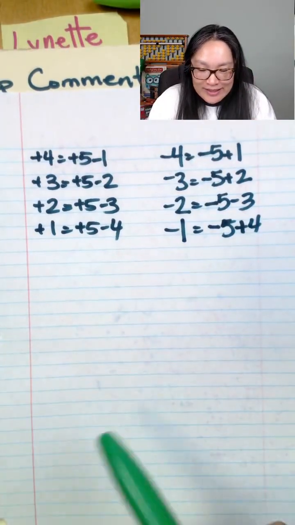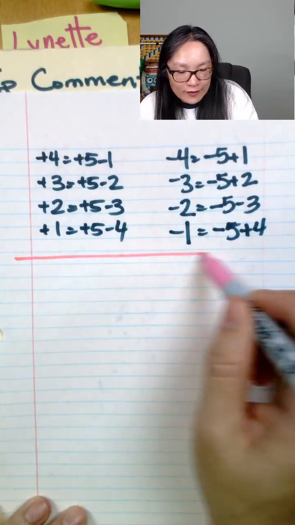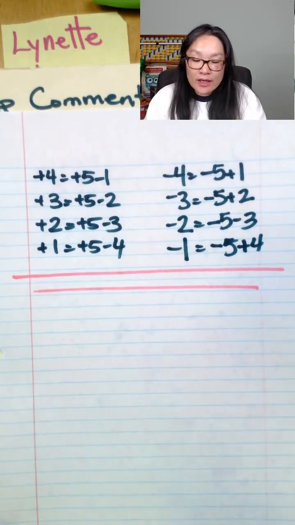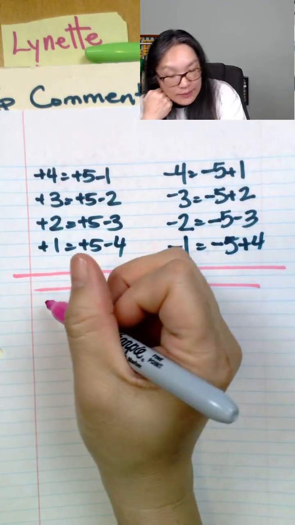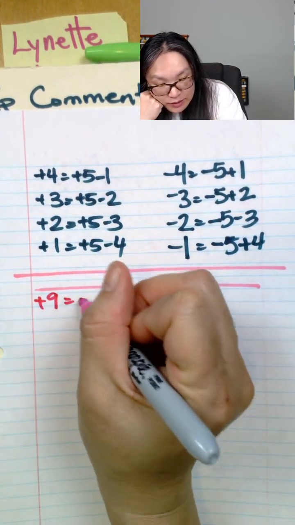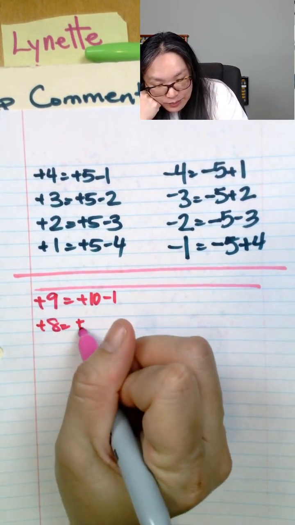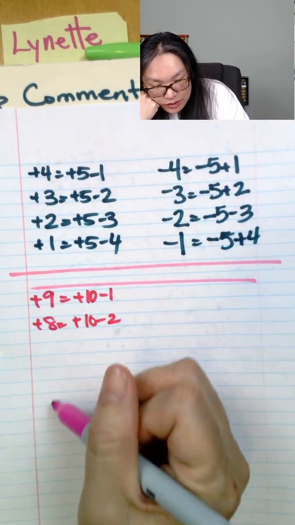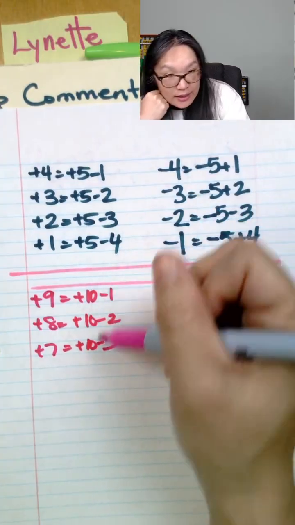So going back to this. This is the 5 frame, and this is how we use the plus 5. Now the next one would be the tens. Same thing. Plus 9 is equal to plus the 10 minus 1. Plus 8 is equal to plus the 10 minus 2. And it goes all the way down. Plus 7 is equal to plus 10 minus 3.